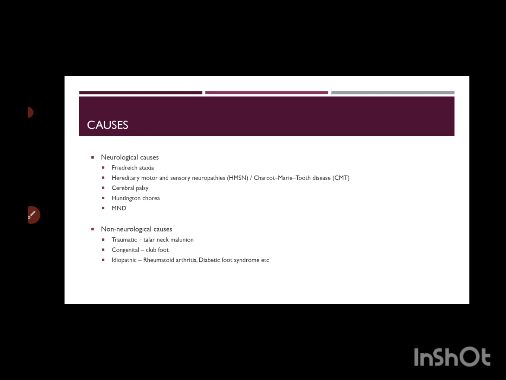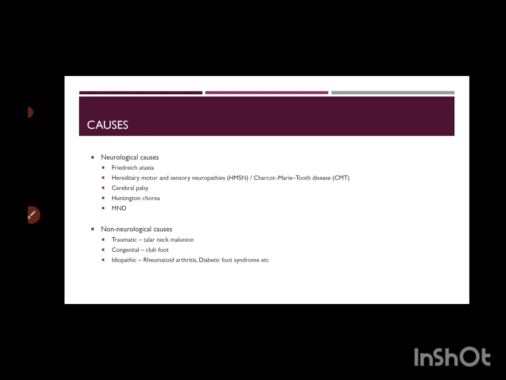Under neurological causes, the two most important causes of pes cavus are Friedreich's ataxia and hereditary motor sensory neuropathy, HMSN, also called as Charcot-Marie-Tooth disease. These two should be in the frontline differential diagnosis of pes cavus. The other neurological causes of pes cavus are cerebral palsy, Huntington chorea, and motor neuron disease.